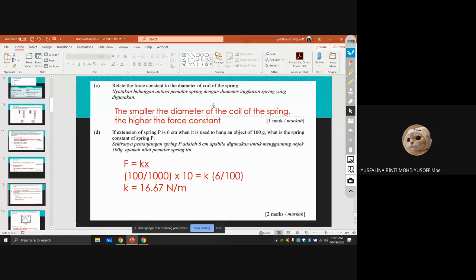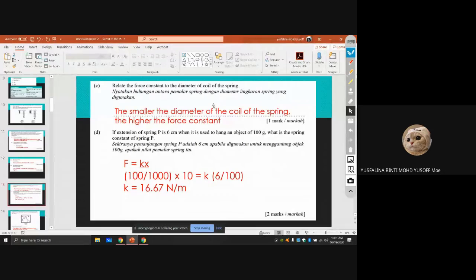And then the next one is the thickness of the wire, right? The higher the thickness of the wire of the spring, the more stiff it will become. So the spring constant will also increase. Okay, so there are three factors. And the last one is of course the material. Usually chrome has a higher spring constant.